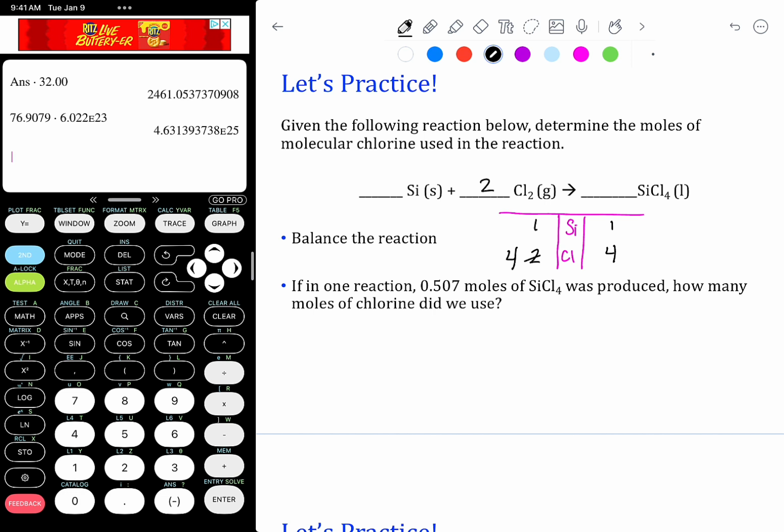So now we're just going from moles to moles, so we're just using a simple mole to mole ratio to do that. So we're starting with 0.507 moles of SiCl4. Okay, so what I want you to do is pause the video, and I want you to set up the equivalency to cancel out moles of SiCl4 and be left with moles of Cl2, and solve the remainder of the problem.